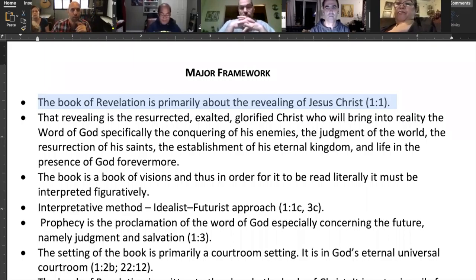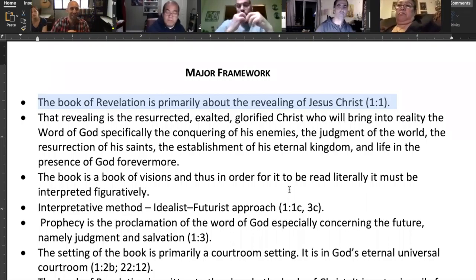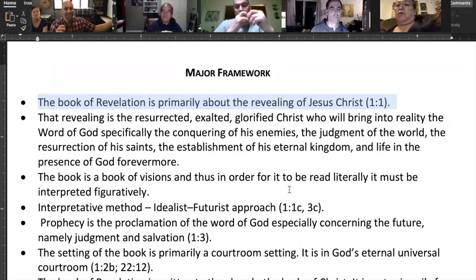Whatever happens. Number one, the book of Revelation is primarily about the revealing of Jesus Christ. Always be asking that question: how do these visions relate to revealing Christ to us? Fundamental. It's not about end times. It's not about Russia. It's not about China. It's not about ethnic Israel, although they could be included. But it's fundamentally about the revealing of Jesus Christ. If we don't come away from this study focused upon the person and work of Jesus Christ, we are not obeying the words of the prophecy.